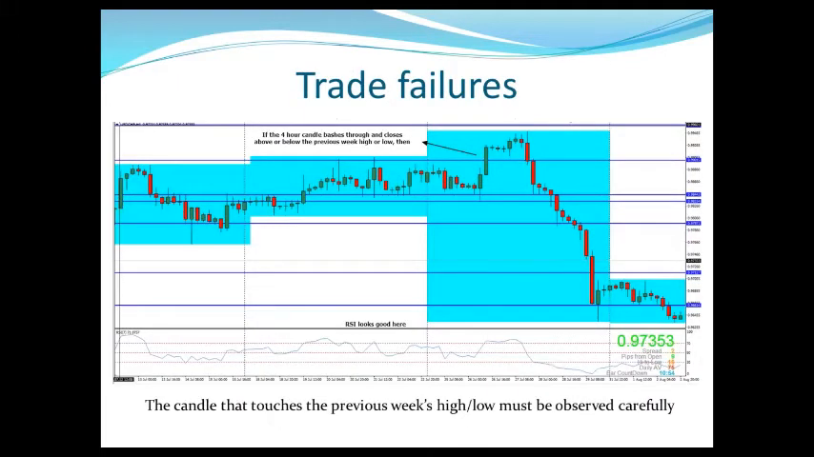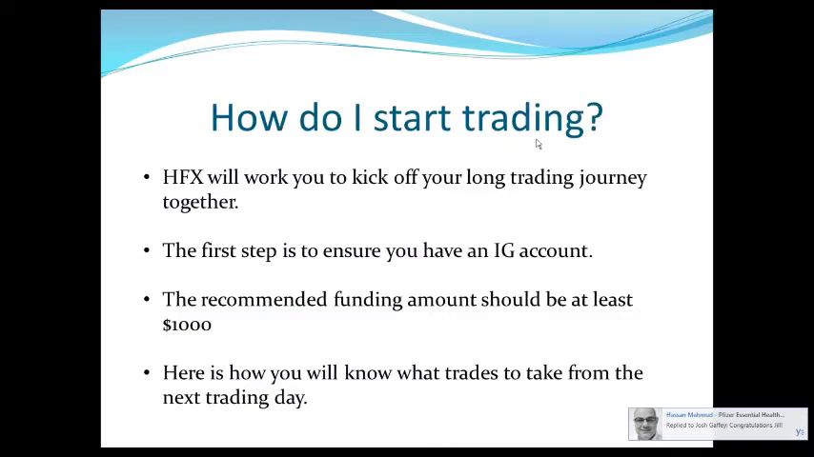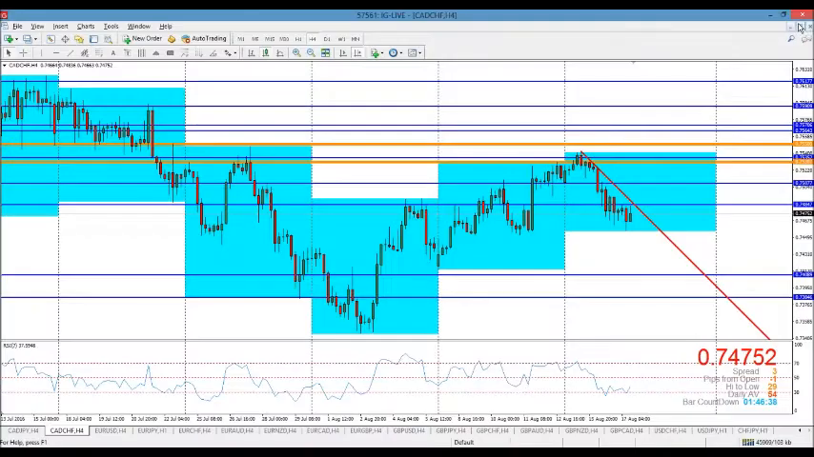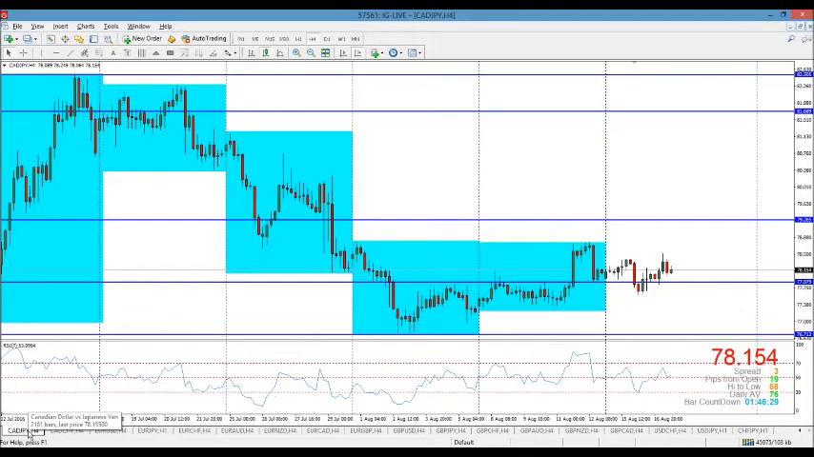Okay, so what I'm going to do now, and let me just cover this off in terms of trade failures. Remember, we said we are looking for this candle to come and touch the previous week's high, but if it bashes through, there is no trade, and that's the end of that. Okay, all right, so let me close off my PowerPoint and let's start looking at some charts, and let's do some reflection on some of the trades that we took this week, which I think is a good learning for all of us.